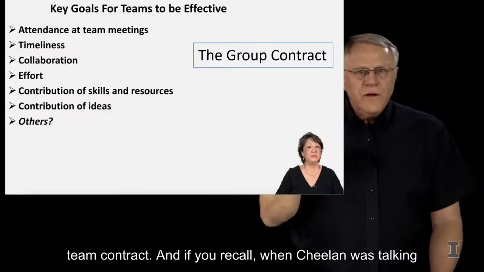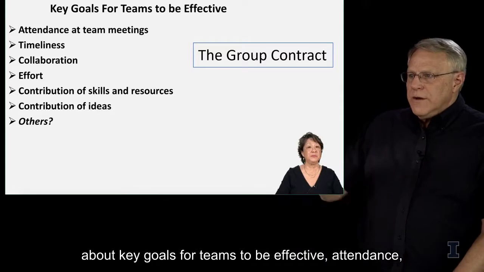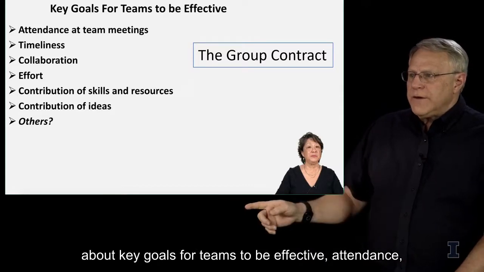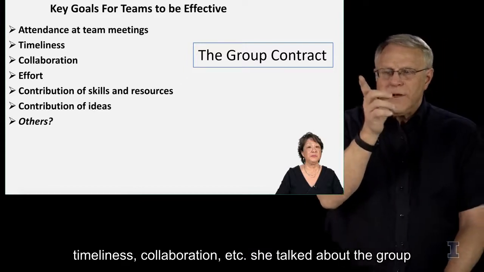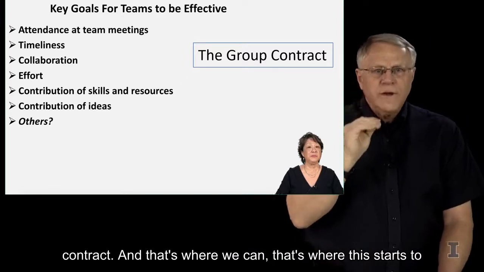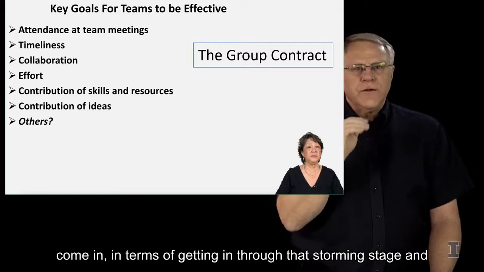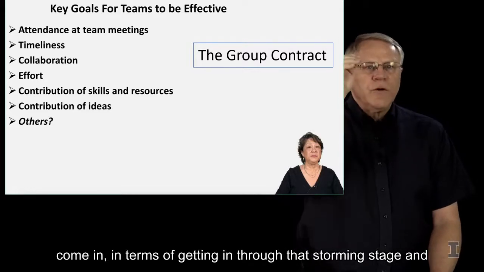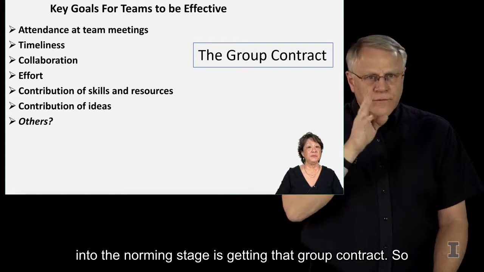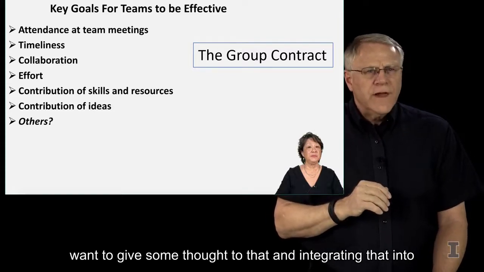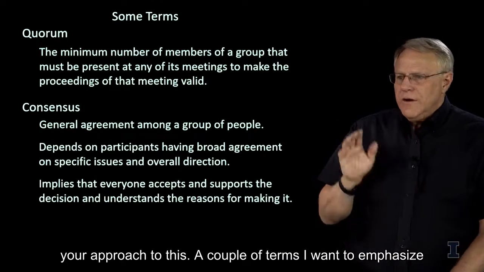And if you recall, when Shilan was talking about key goals for teams to be effective, attendance, timeliness, collaboration, effort, etc., she talked about the group contract. And that's where this starts to come in terms of getting them through that storming stage and into the norming stage, is getting that group contract. So want to give some thought to that and integrating that into your approach to this.